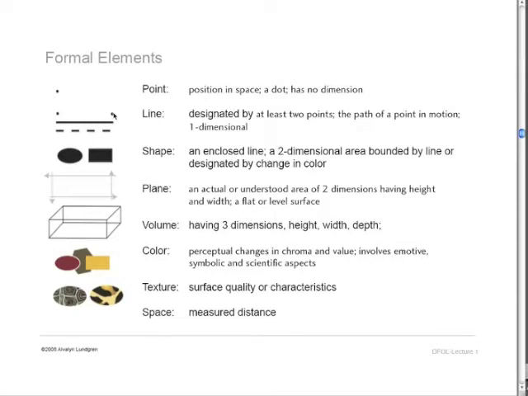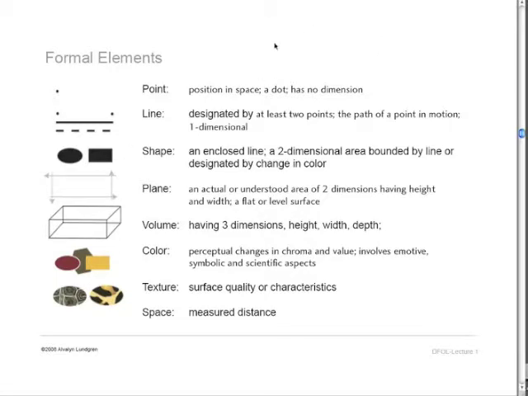So line is defined as the path of a point in motion, because to make a line you actually have to plop your pencil or your cursor or your pen or your brush at one position, one point in the design space, and move it to another point. And so there's always movement that goes along with the idea of line.